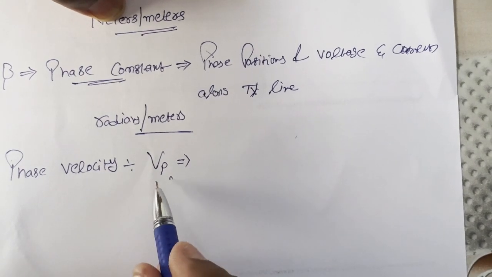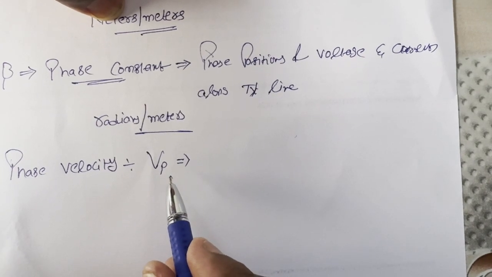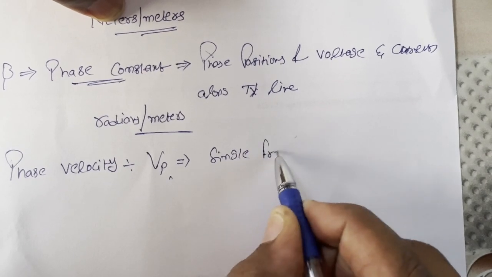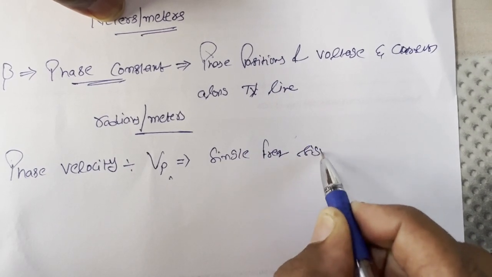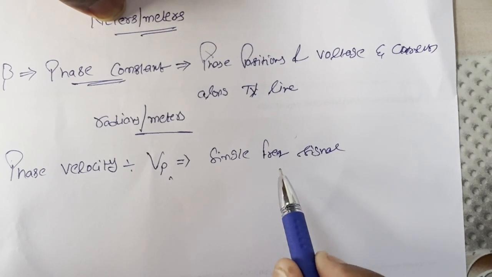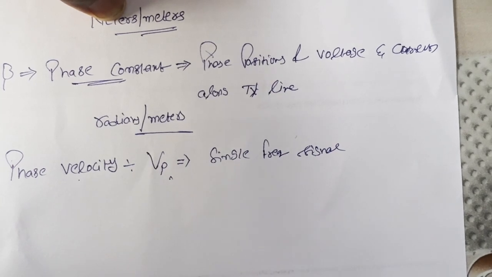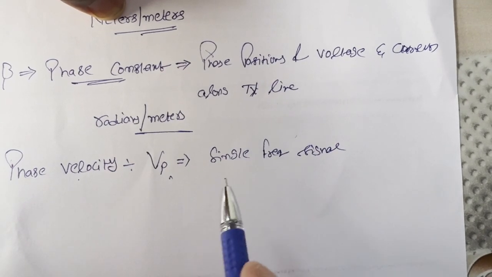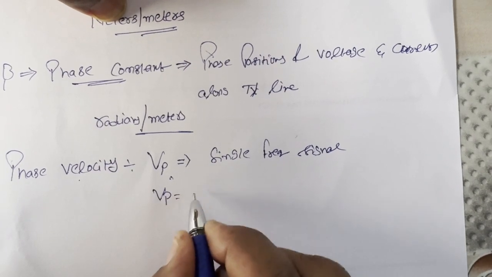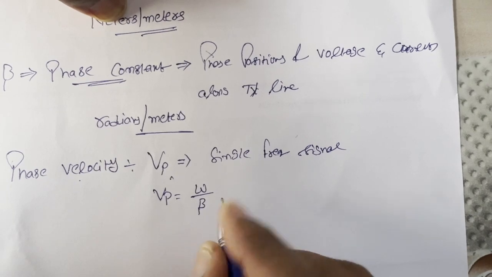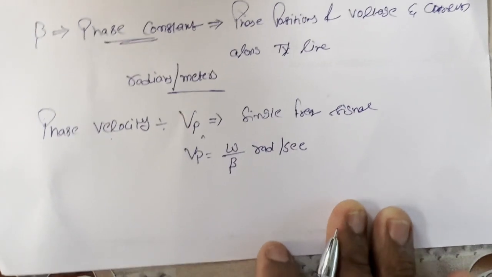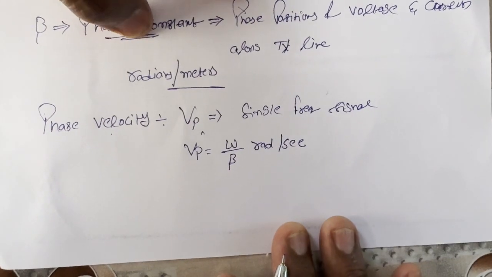Simply, phase velocity is defined as the velocity of a single frequency signal, that is V suffix P, and it can be given as V suffix P equal to omega by beta radians per second. That is the expression for phase velocity.